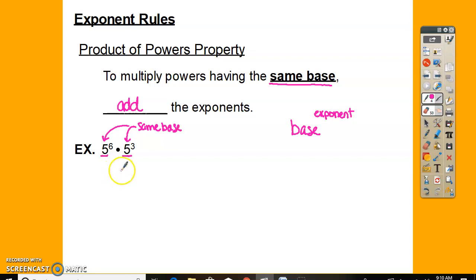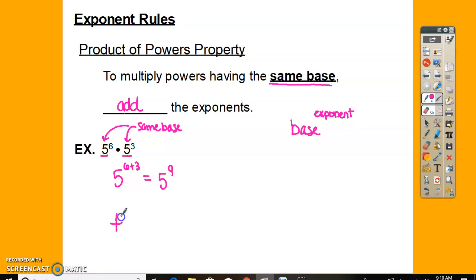So I'm going to keep my base exactly the same. It stays a 5. And then I'm going to add the exponents together. So I have a 6 and a 3, which means it's going to give me 5 to the power of 9. So the base stays exactly the same. I'm not changing that 5. All that I'm doing is adding the exponents together.